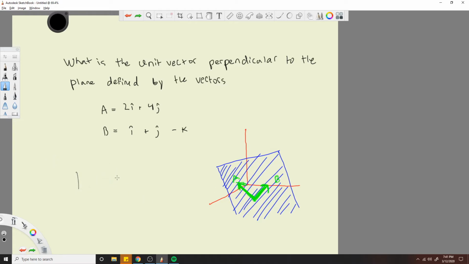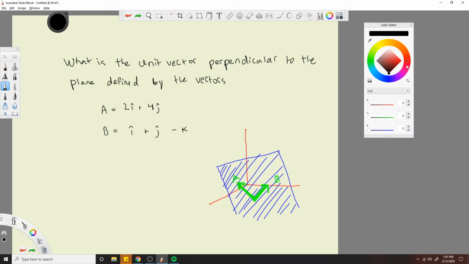Well, it's actually pretty simple. These two vectors lie on the plane, right? They're on that plane. So if you want to find something perpendicular to them, you're looking for a vector that kind of sticks out. It's kind of hard to draw, but imagine this is shooting out. So what that means is A cross B is going to get you a perpendicular vector. So all you have to do is take a cross product of these two.